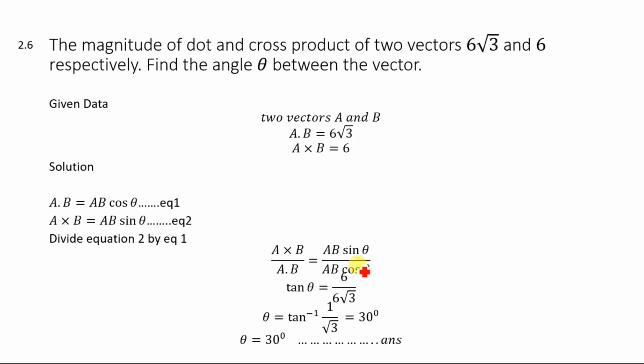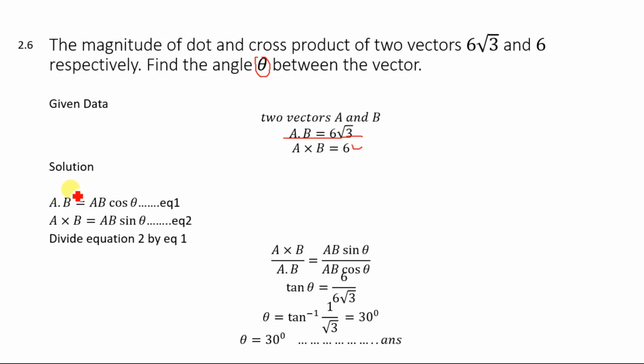Now according to numerical number 6, the magnitude of dot and cross product of two vectors is 6 under root 3 and 6 respectively. Find the angle theta between the vectors. So the dot product of two vectors a dot b is given as 6 under root 3. This is given that the dot product between two vectors a and b is equal to 6 under root 3, and the cross product between vector a and vector b is given as 6. We are going to calculate theta, the angle between vector a and vector b.